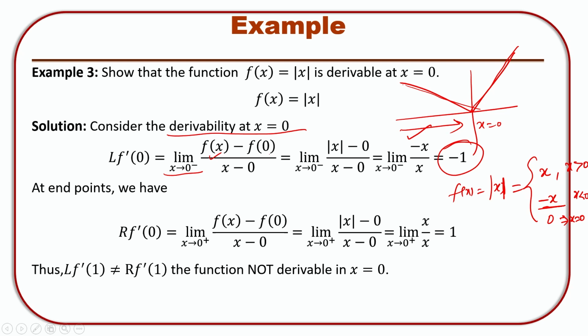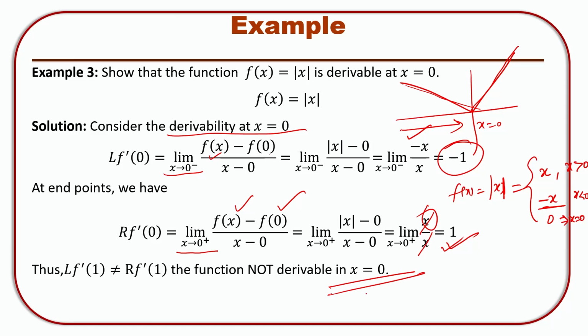But calculate the right hand derivative for this. Taking limit x tends to 0 from the right hand side, what will be the value of f(x)? The value is x, right? And f(0) is equal to 0, divided by x minus 0. So this will cancel out and the whole limiting value is 1. Now as you can see, from the left hand side it is minus 1 and from the right hand side it is plus 1, and hence both are different at the same point. There cannot be two slopes at one point, and hence the function is not derivable at x equal to 0, whereas the function is continuous at that point.